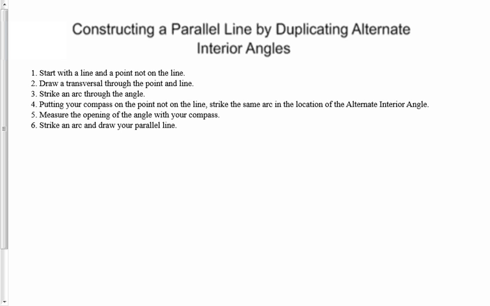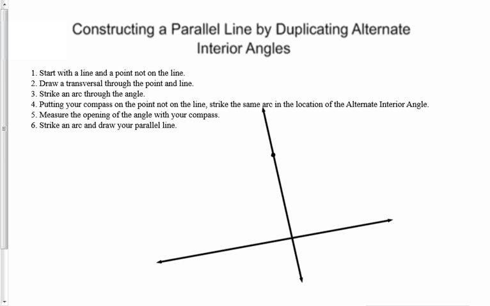Okay, the next one is constructing parallel lines by duplicating alternate interior angles. I'm going to start with a line, and again a point not on the line. I'm going to draw in a transversal.